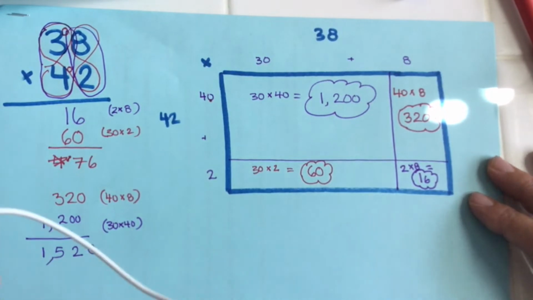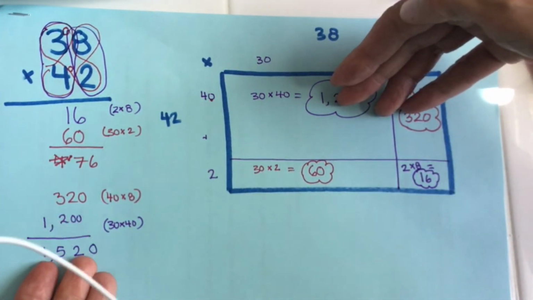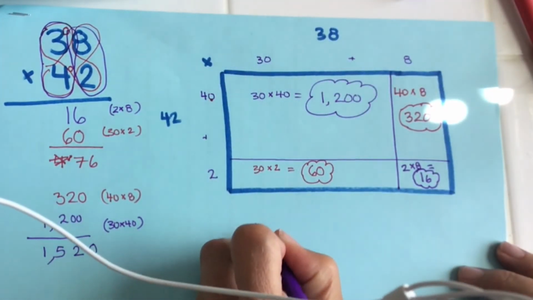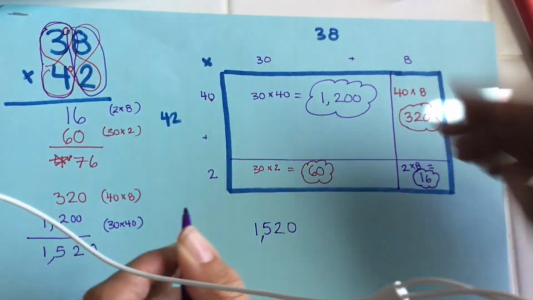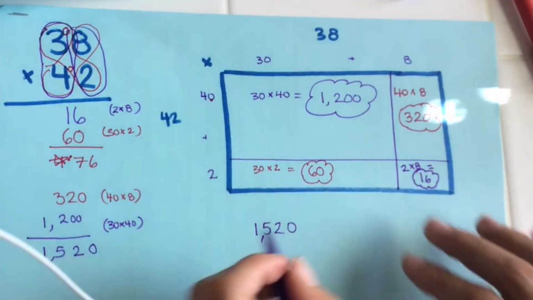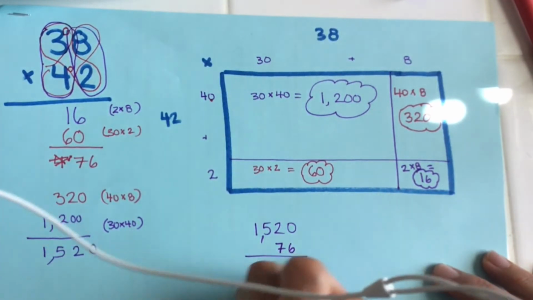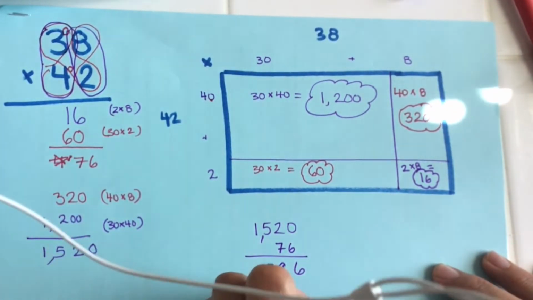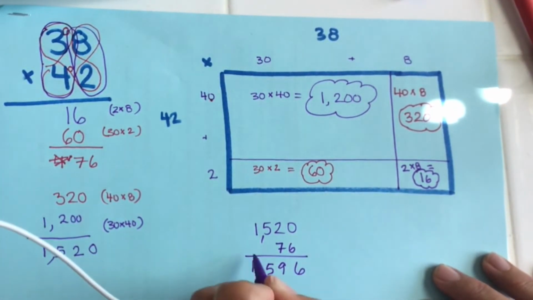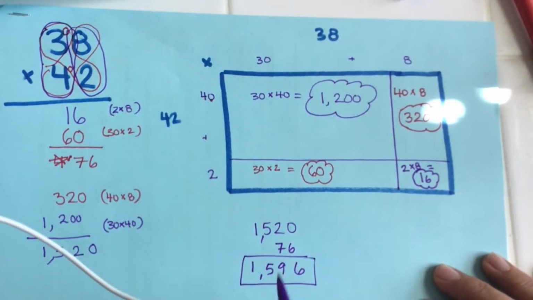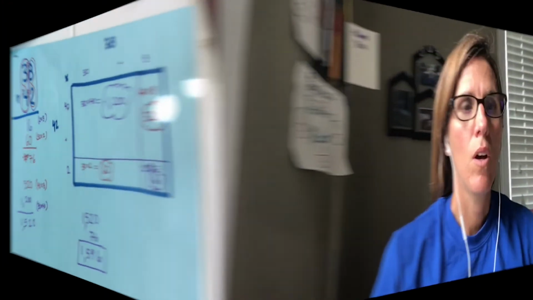Let's not forget to combine the 1,520 with what we have on the top, and then a 76 on the bottom to show our final product of 1,596. For our reflection today, let's think about a would you rather.